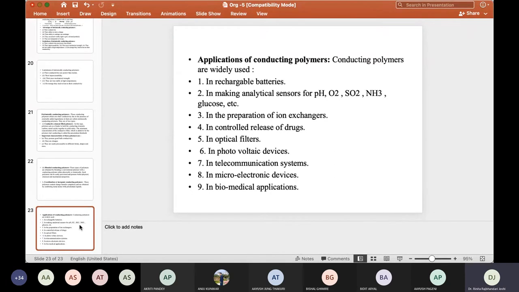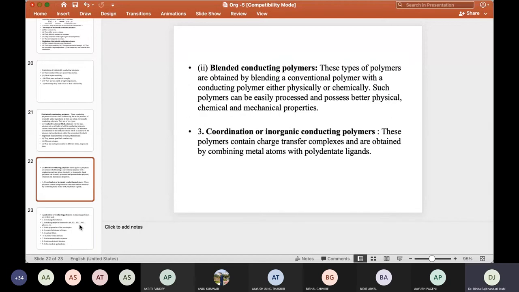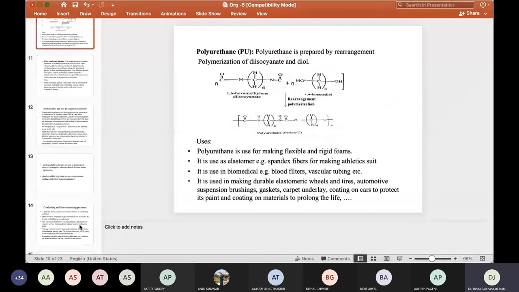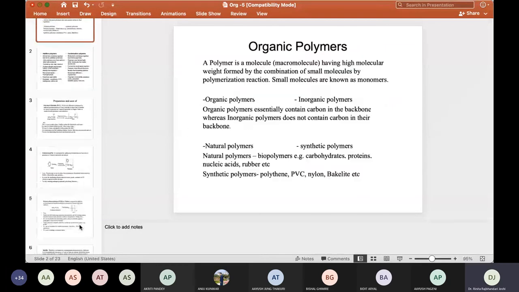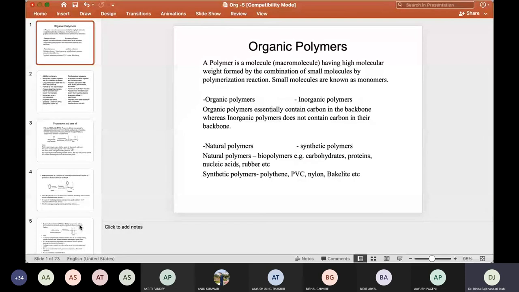So with this, the syllabus that is prescribed to you: reaction mechanism, stereochemistry, then after this explosives and the organic polymers.